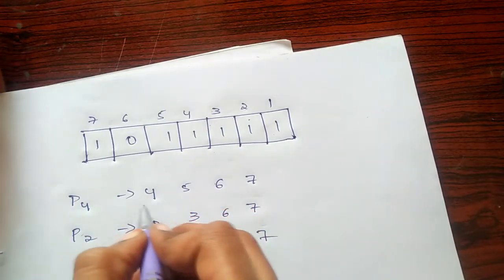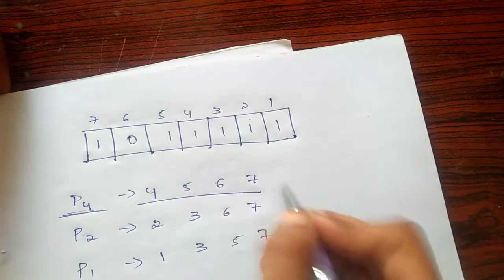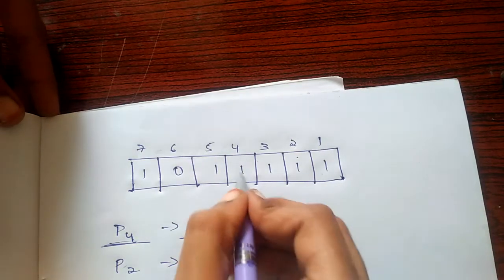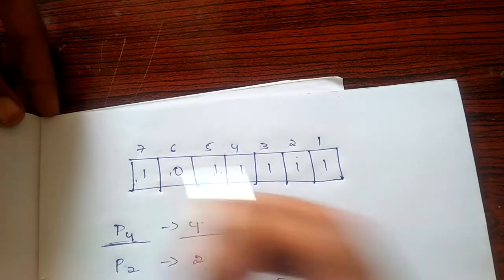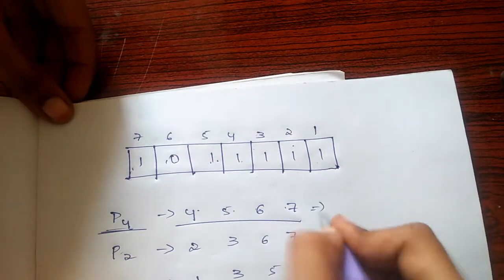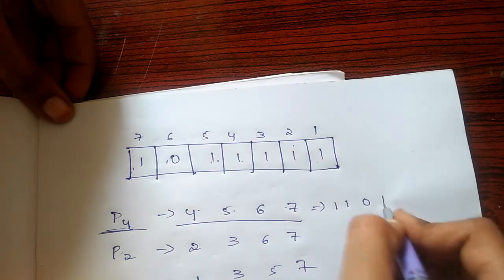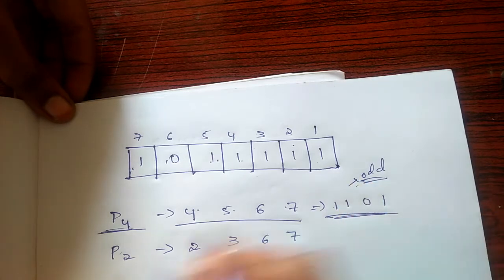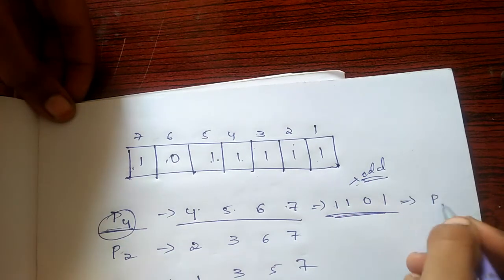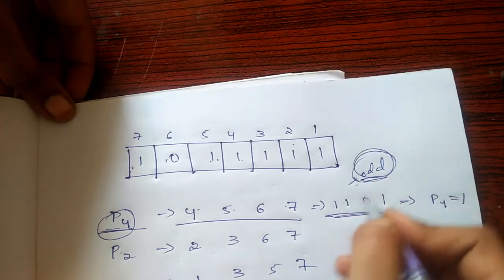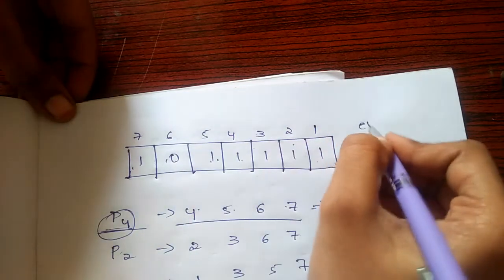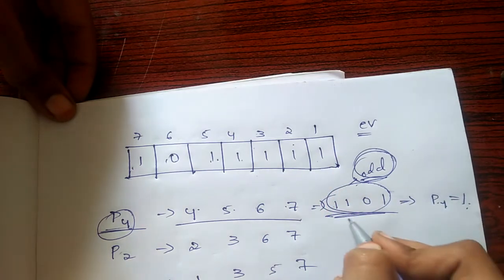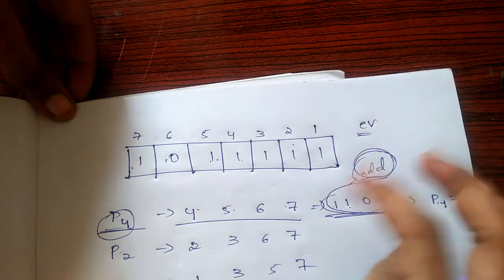See, so for P4, what are the positions? 4, 5, 6, 7, right? At 4, 5, 6, 7, what we have? 1, 1, 0, 1, which are odd ones. So if there are odd ones, we have to put P4 as 1, as it is odd, but we are sending even parity. To make it even, we have to put P4 as 1. So 1, 1, 1, 1. So 4 ones, even ones, satisfied.